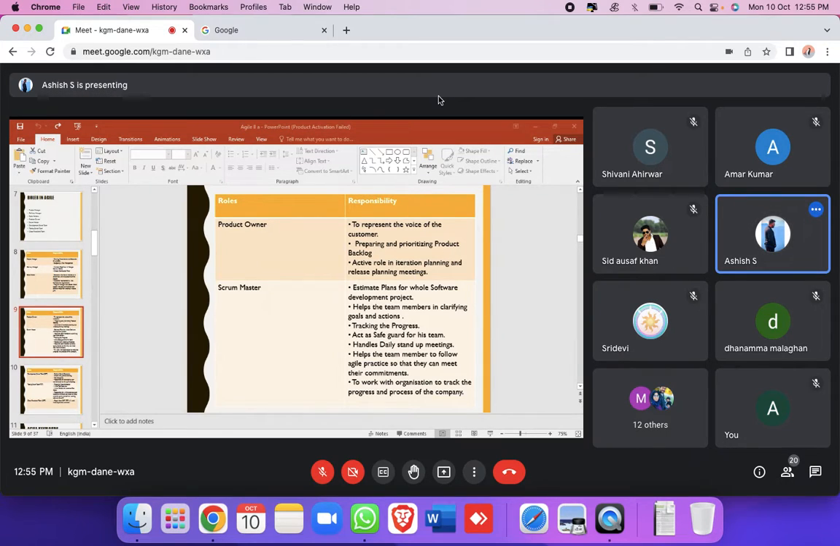See, now you can see the points over there. Estimate the whole software development project, help the team members clarify the goals and actions, track the process, act as a safeguard of his team, handle the daily stand-up meeting, help the team members follow agile practice so that they can meet their commitments, and work with the organization to track the process and progress of the company. The points mentioned over here are exactly the points which a team lead should have.